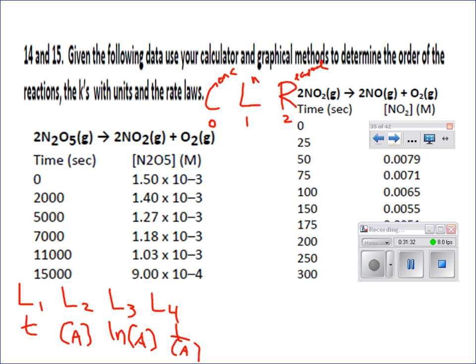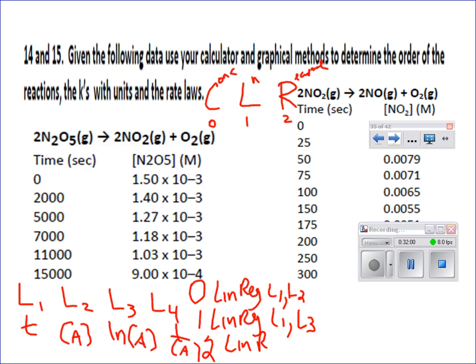Okay, once you have all that in, you're then going to do linear regression, and I'll show you how to get to that. To prove a zero order, what are we going to do linear regression of? Which two lists? L1 and L2. L1, comma, L2. To prove a first order, we're going to do linear regression on L1, comma, L3. And to prove a second order, we're going to do linear regression on L1, comma, L4. And from each of those, you're going to get all the information you need.